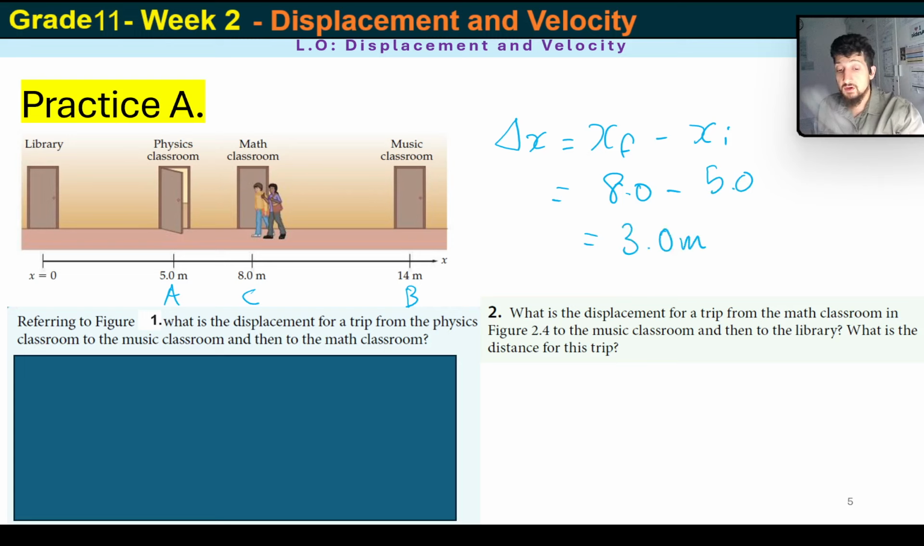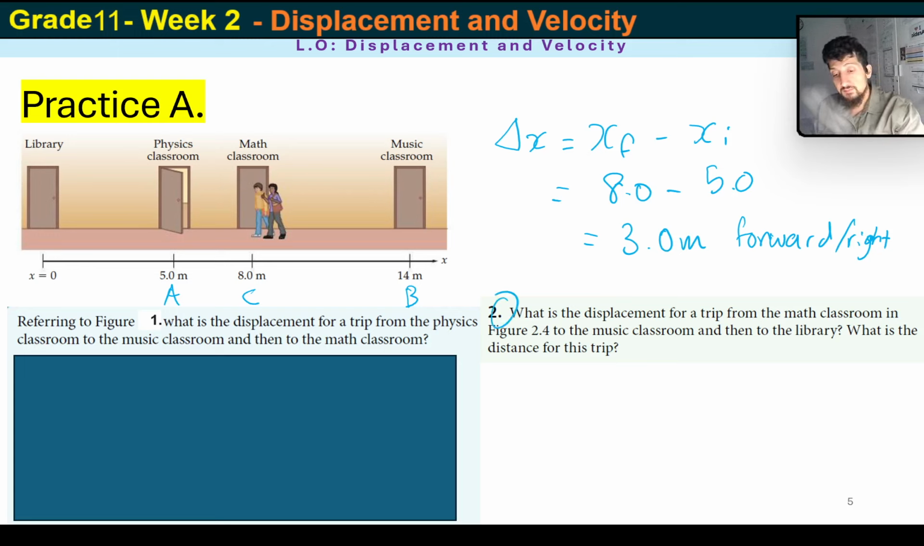Are we done? Not quite. We need to know the position. So 3 meters, and I would say 3 meters forward or 3 meters to the right. It doesn't matter as long as you indicate clearly that it has a direction and the direction is correct. So as long as you say it's 3 meters forward or positive 3 meters, you can say positive 3 meters if you want to, or you can say 3 meters to the right, or 3 meters to the right of the physics classroom. I don't care what you say, as long as it's clear that you are indicating a direction. So 3 meters to the right of the physics classroom, 3 meters forward, or plus 3 meters, that's all fine.